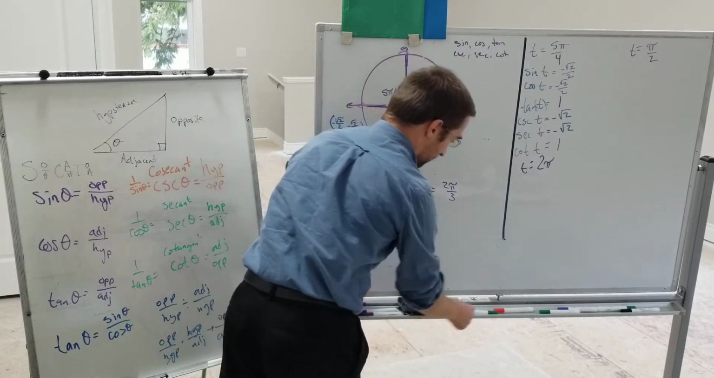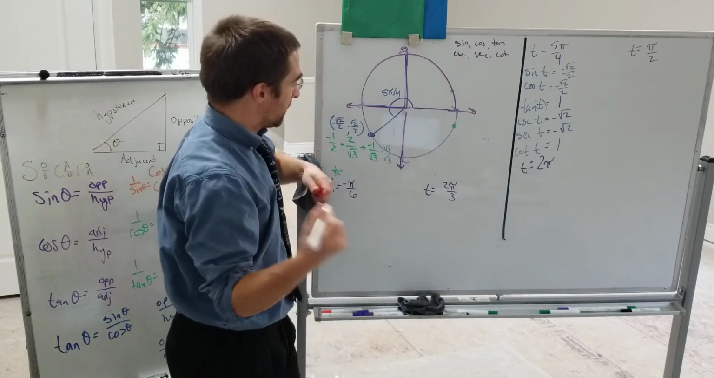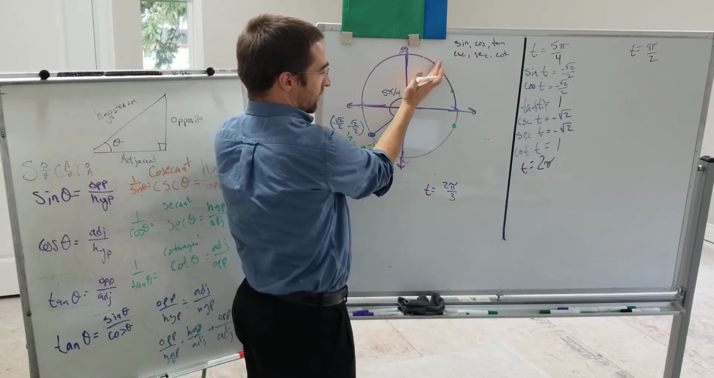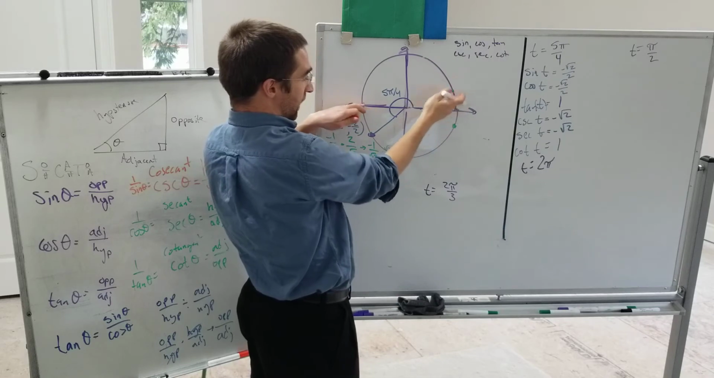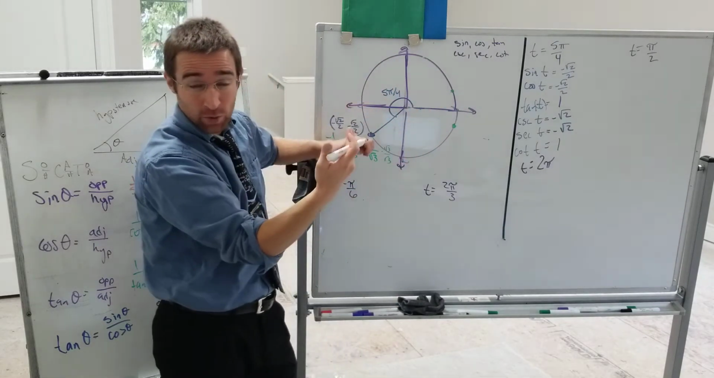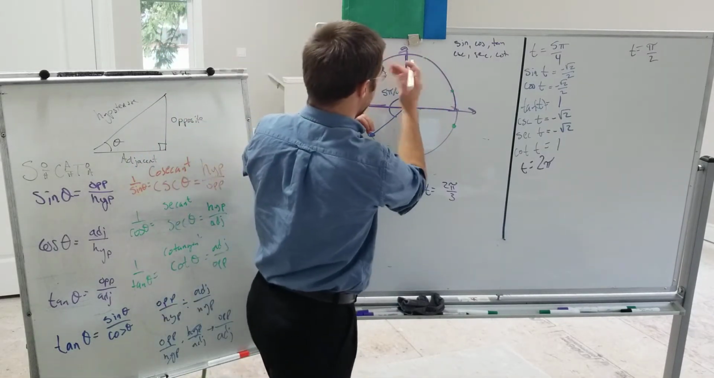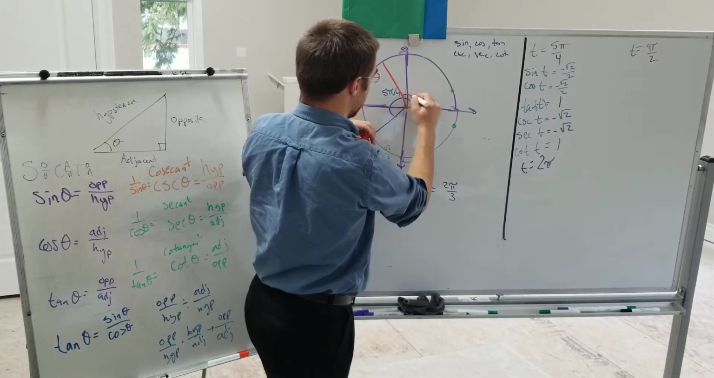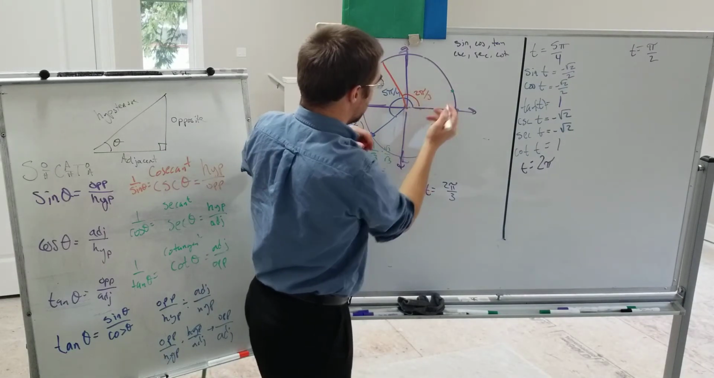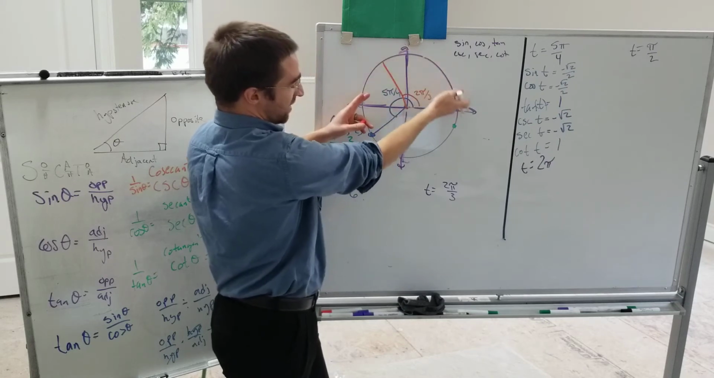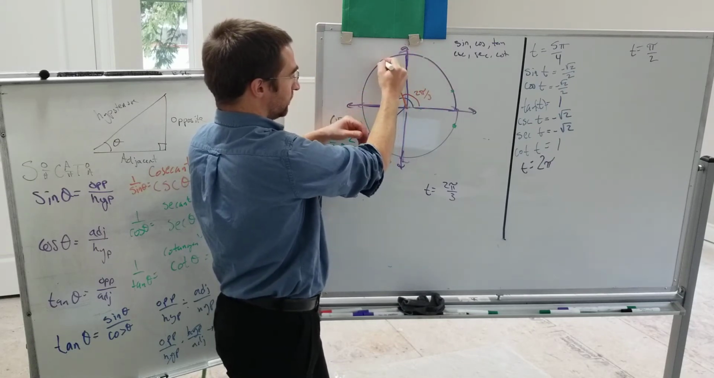Alright, 2 pi over 3. Let's find where 2 pi over 3 is. Well, 1 pi over 3 is here. Basically, I'm taking this pi, remember, pi is half of the rotation, and I'm cutting it into thirds. So 2 pi over 3 is this angle, and it corresponds to this arc length on the unit circle.